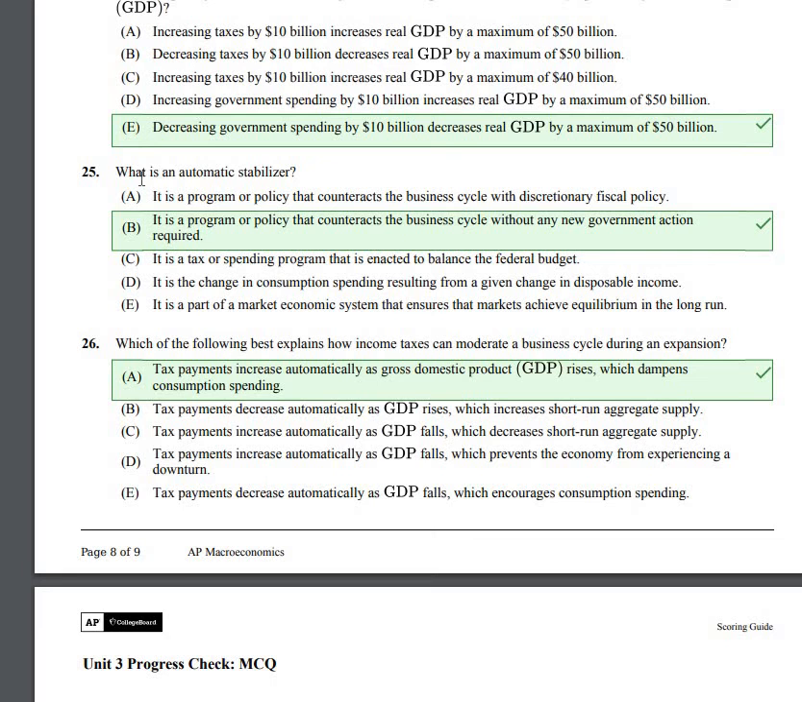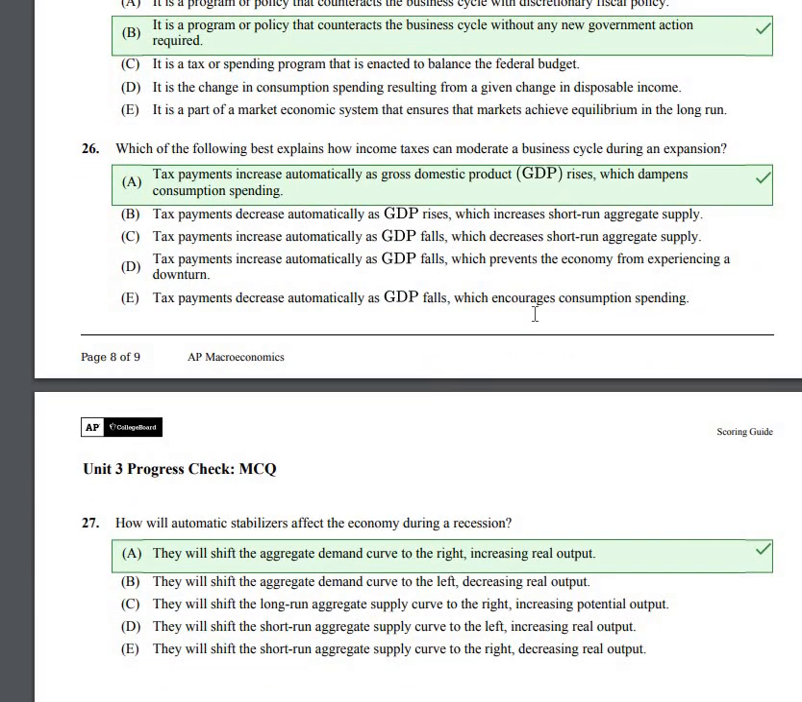Now, number 25, I mentioned this in one of the lecture videos, so you need to make sure you watch those. We did not talk about automatic stabilizers in class, but 25 is B. What is an automatic stabilizer? It is a program or policy that counteracts the business cycle without any new government action. Okay, so for example, unemployment insurance is an automatic stabilizer. If we have a lot of people suddenly lose their job, we have unemployment insurance programs that help give them some money to keep them afloat. We don't have to pass any new laws for that to happen. Now, during the COVID fiscal policy response, they increased the amount of money going to people that were on unemployment, but that was passed, but they still were getting unemployment.